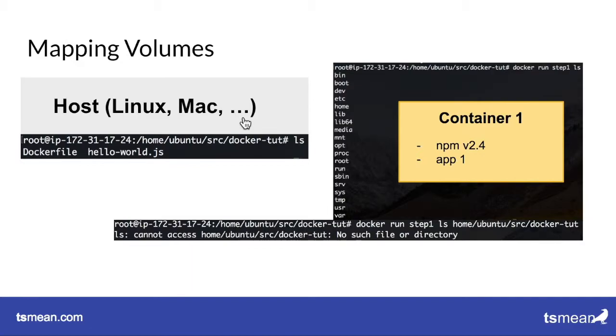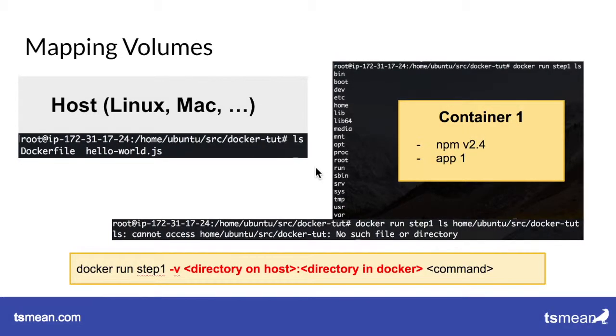But now we need to be able to break this isolation in order to get our hello world.js file inside of the Docker container such that we can actually run it. And one way to break this isolation is with the -v argument, which stands for volume. With the -v argument, you can specify a directory on the host and the directory in the Docker container, and then this directory on the host gets mapped into the Docker container, such that if we were to run this command again, the directory would actually be found.